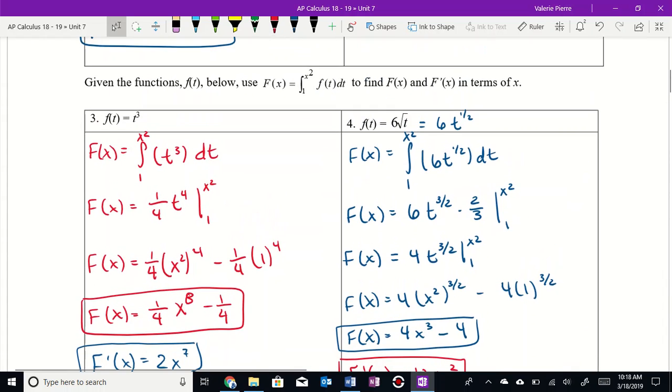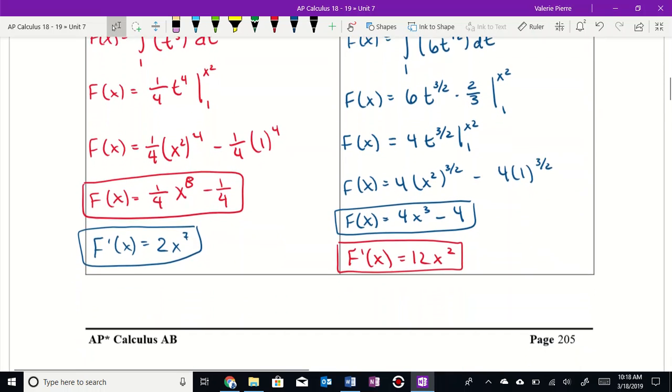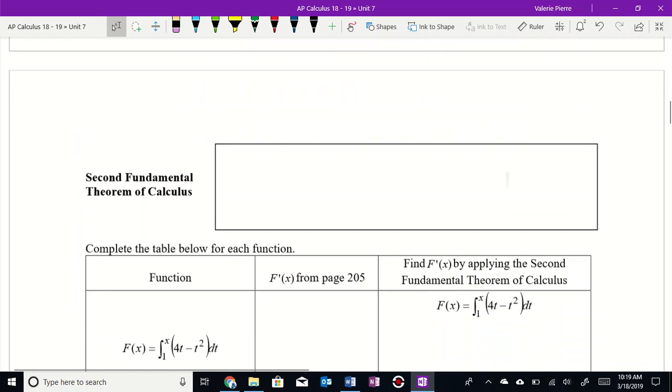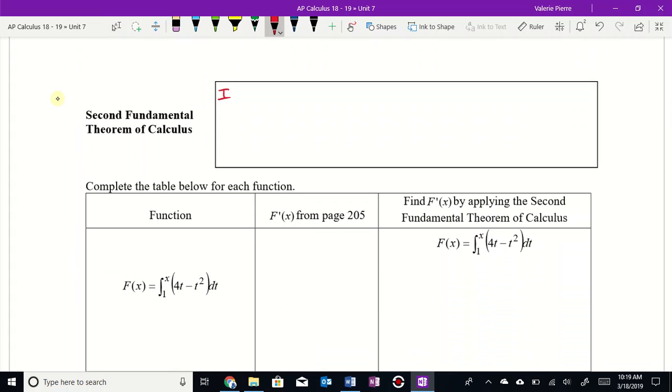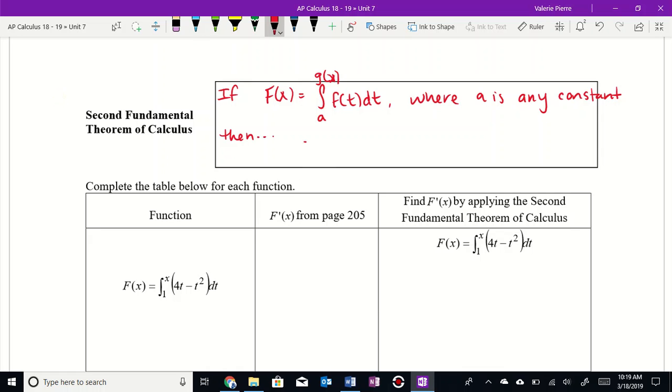Okay, so this process we used for the next page. We're going to actually apply the second fundamental theorem of calculus, which states that if capital F of x is equal to the definite integral from a to g of x, where g of x is any function, of f of t dt, where a is any constant, then capital F prime of x is equal to lowercase f of g of x times g prime of x.